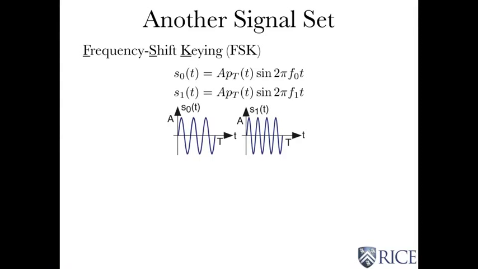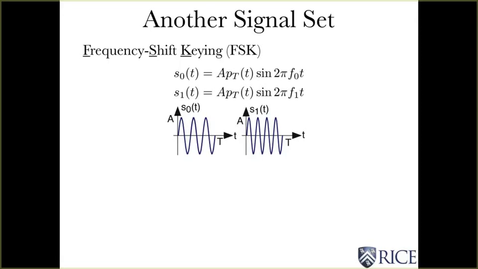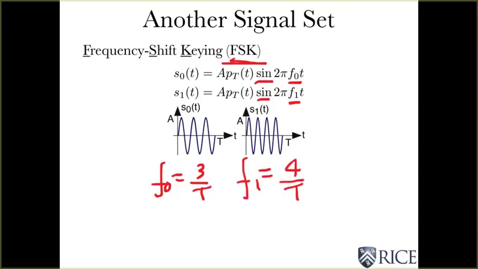Now, another signal set is the FSK signal set. It stands for frequency shift keying. Here we're going to use sine waves to represent the bits, but with two different frequencies. Usually these frequencies are harmonic to the bit interval. In this example, I show an F0 of 3 over capital T, and here I show an F1 of 4 over capital T. That is a typical FSK signal set.